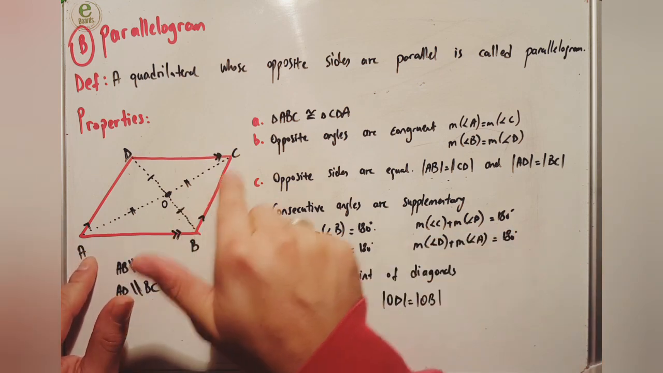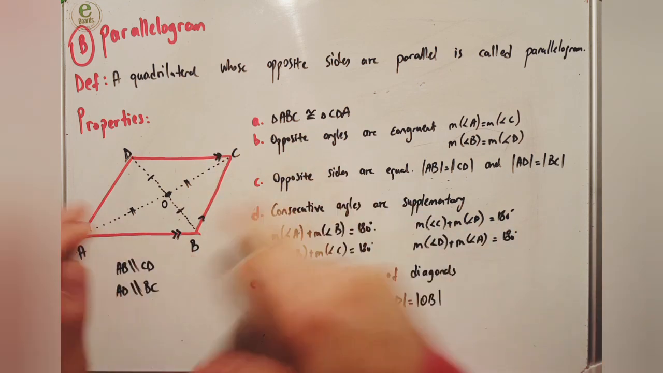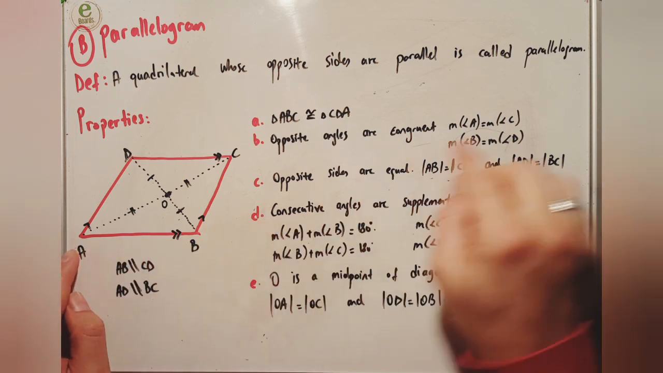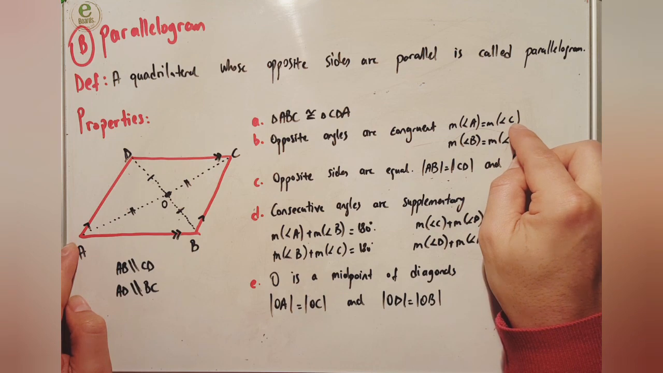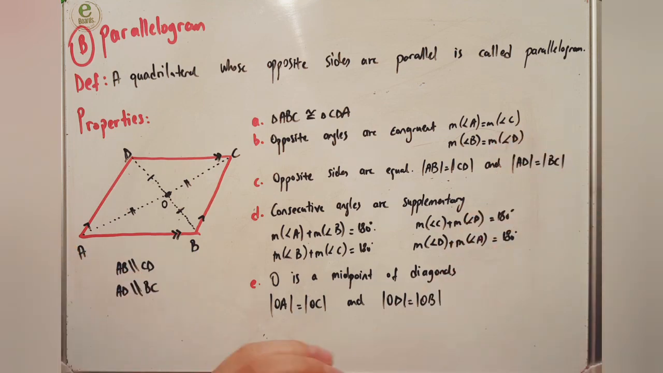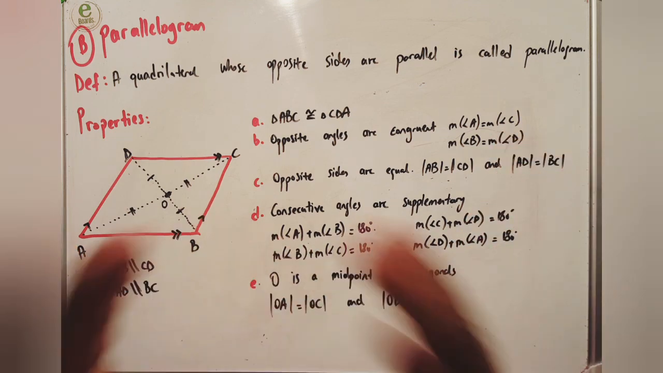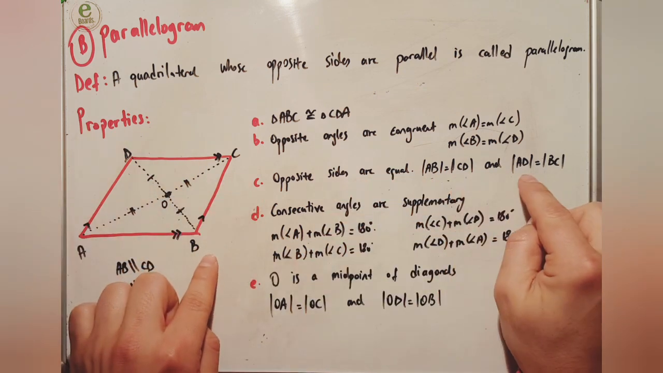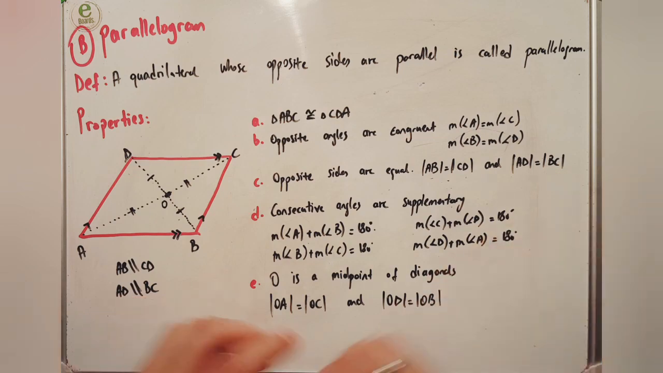Triangle ABC is congruent to triangle CDA, and opposite angles are congruent, such as the measure of angle A is equal to the measure of angle C, the measure of angle B is equal to the measure of angle D. And the opposite sides are equal. Side AB is equal to side CD, and side AD is equal to side BC. And consecutive angles are supplementary.